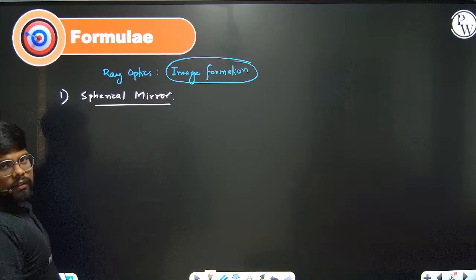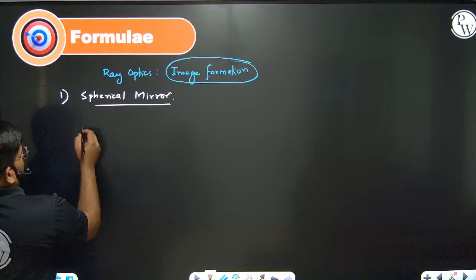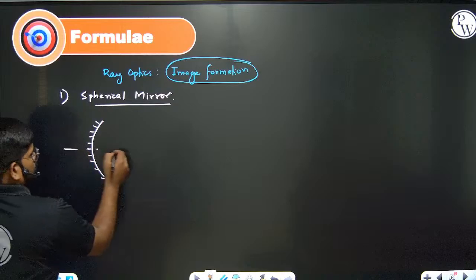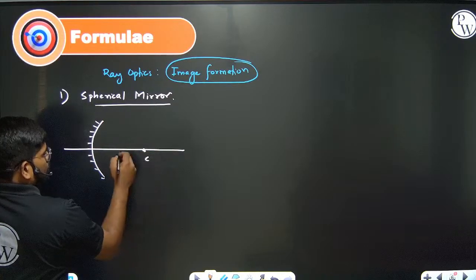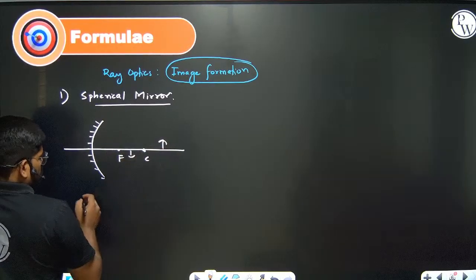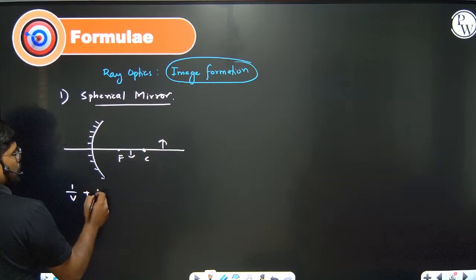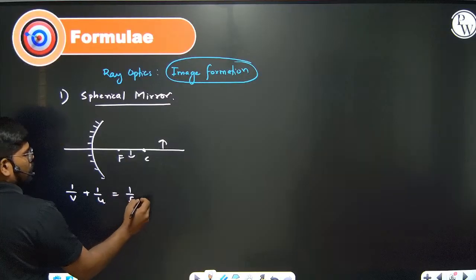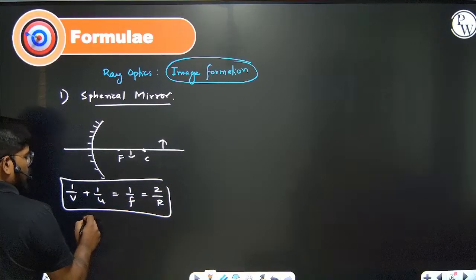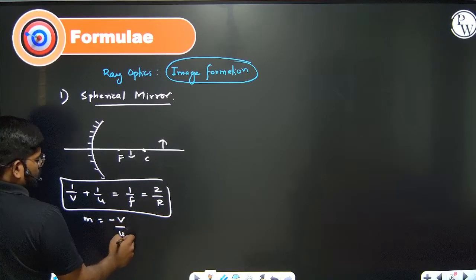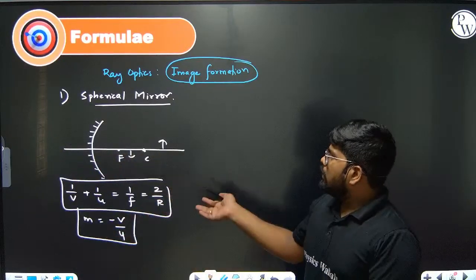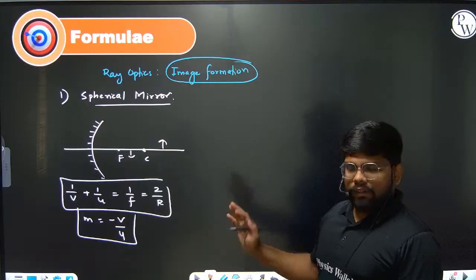For the spherical mirror, if there is a concave or convex mirror, first it is going to have a center, this is the focus, and there is an object distance u and the image distance v where the image will be formed. For this, 1/v + 1/u = 1/f, and f = R/2. This is one formula, and m, the magnification factor, is -v/u. This is a basic formula we must remember. For mirrors, if you know this and how to draw a diagram, it is done.